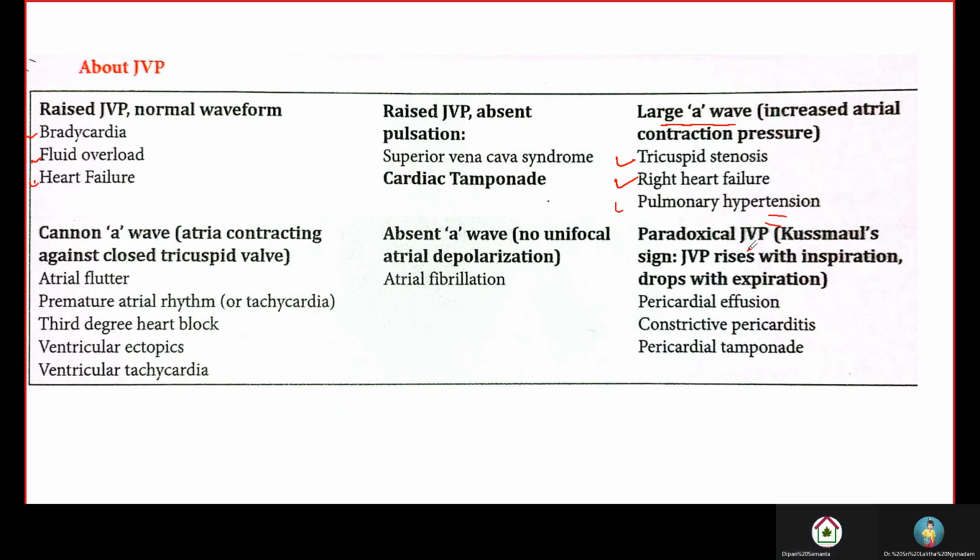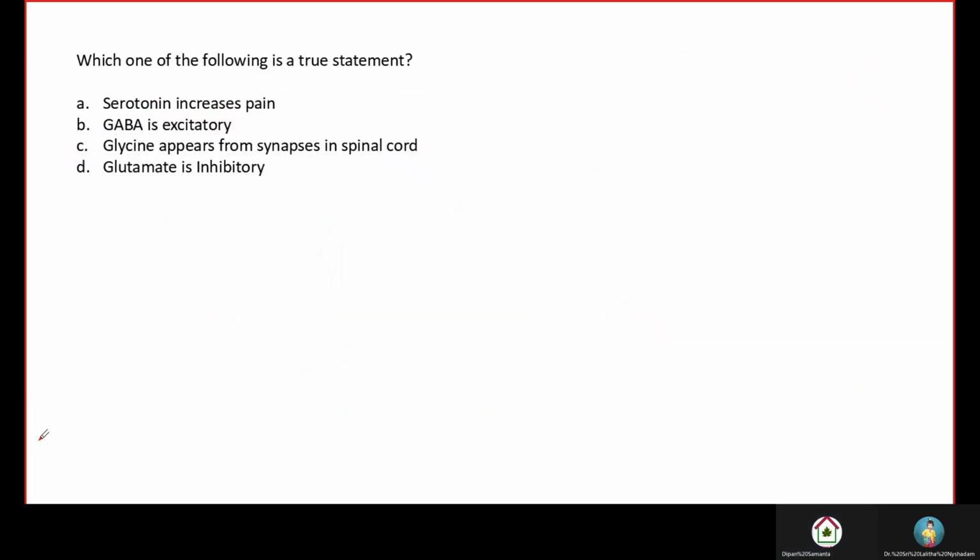These are the conditions according to the wave pattern. Cannon A wave occurs in atrial flutter, premature atrial rhythm, ventricular tachycardia. So very important, actually. These conditions are important for FMG.